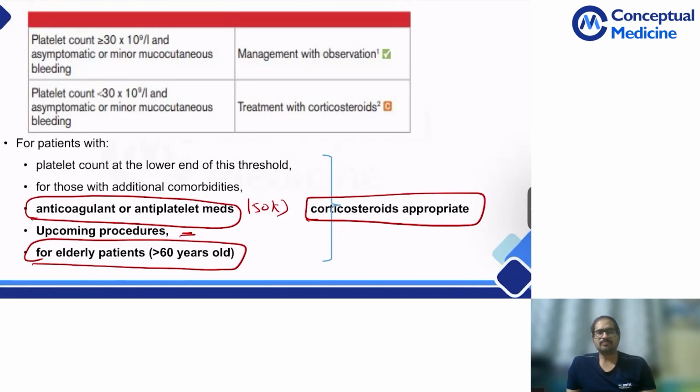Or any patient who is planned for endoscopy or any hernia surgery. For those patients, the cutoff is different. For major surgery, we take a cutoff of 50,000. For neurosurgical or ophthalmic surgery, we take a count of 1 lakh. Please remember this.